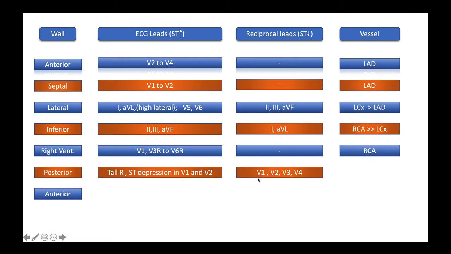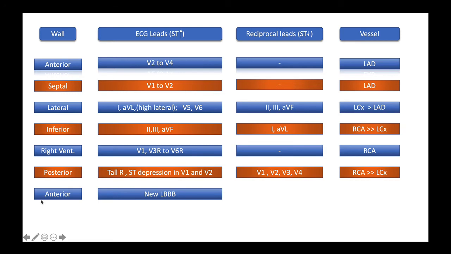So when you see a patient with inferior wall MI having tall R waves in V1, V2, maybe extending to V3 and V4 with ST depression, it should give us a suspicion of posterior wall MI. So it's mainly the right coronary artery that is involved. In rare cases, the left circumflex artery might be involved.